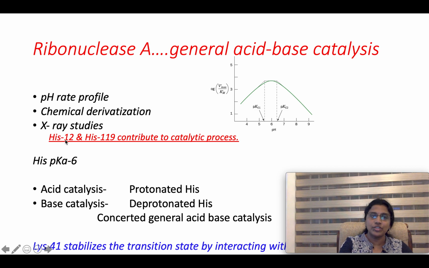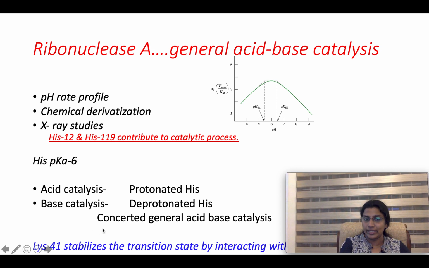In addition to histidine 12 and histidine 119, there is one more residue, lysine 41, which is also involved in the catalytic process. Lysine 41 stabilizes the transition state by interacting with the phosphate residue. So these three residues are involved in catalysis: histidine 12, histidine 119 and lysine 41, and among these, histidine 12 and histidine 119 are involved in acid base catalysis.